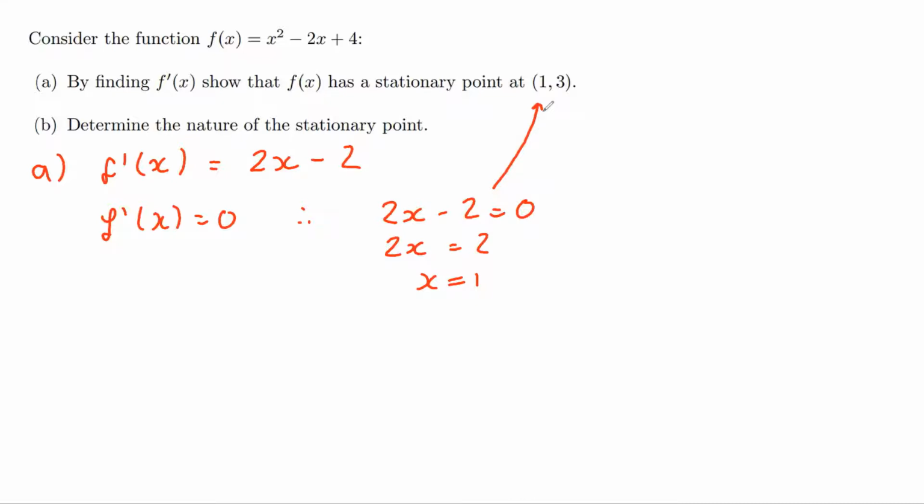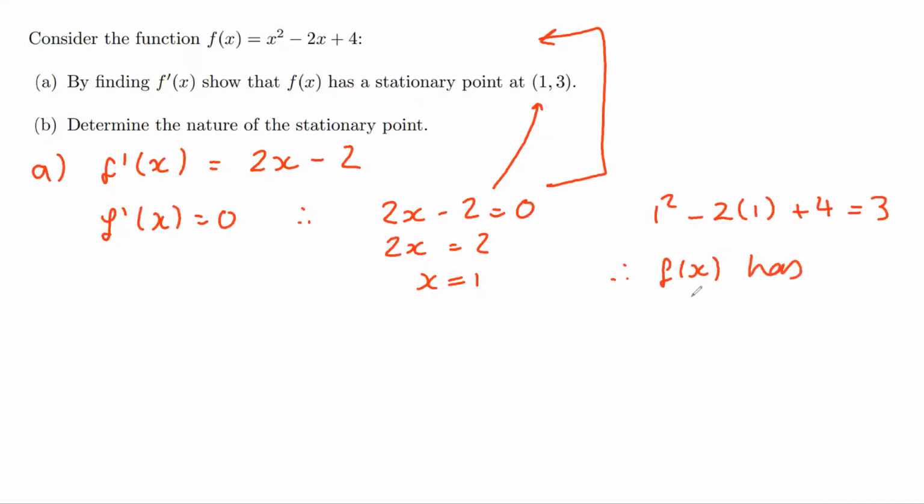Now to find the y value, we simply just substitute this back into the original equation. So we get 1 squared minus 2 times 1 plus 4, which equals 3. Therefore, f of x has a stationary point 1, 3. So for part B, we're asked to determine the nature of the stationary point. Now this is where we need to use the second derivative.